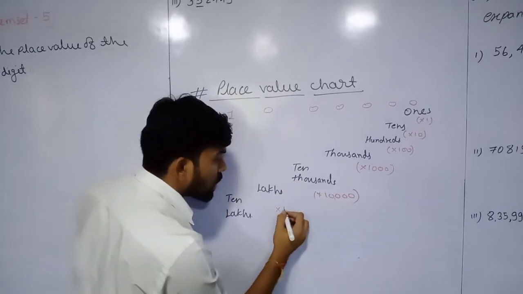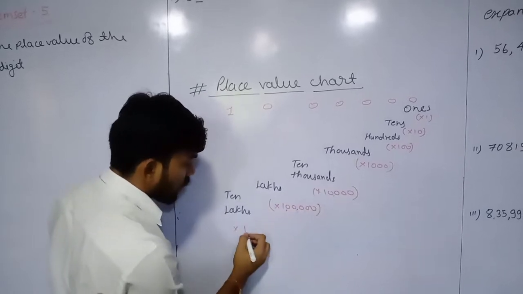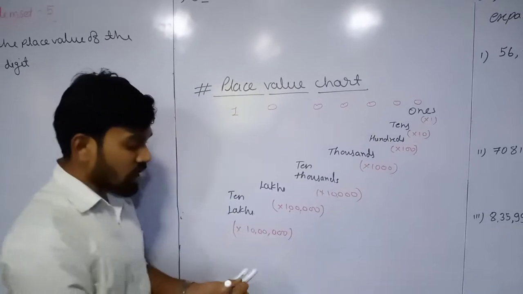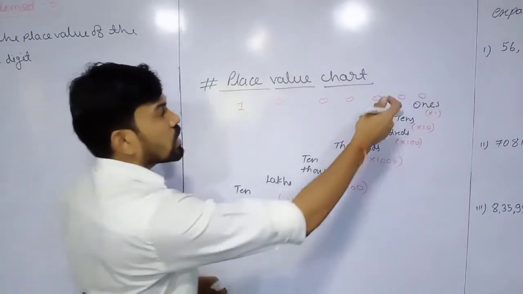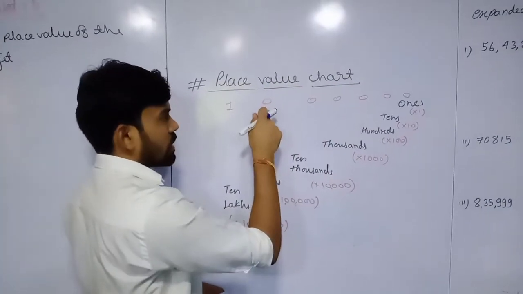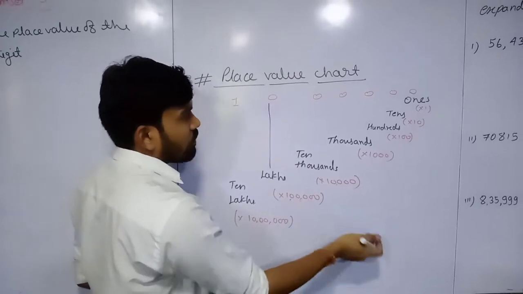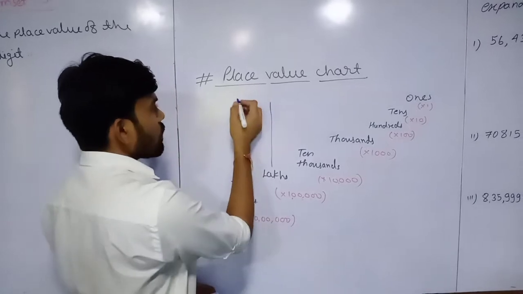Here we multiply with lakhs. Here we multiply with 10 lakhs. In each and every place one zero is increased. If we are talking about the place value of a digit, it is multiplied by this and we get the answer. Take any other examples.